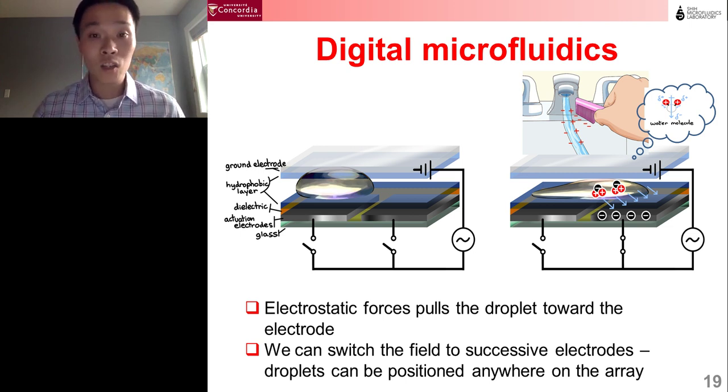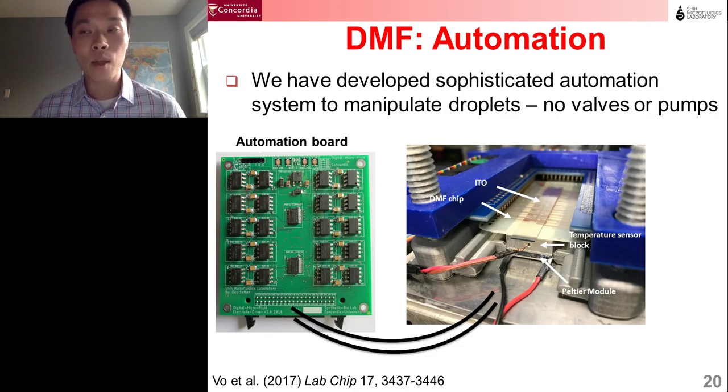One of the main advantages of digital microfluidics is its amenability to automation. There are no valves or pumps, as you would have with traditional microfluidics. With this automation system, you have a matrix board containing switches, which can be directly connected to the device itself so that you can turn the different electrodes on and off, as I explained previously.